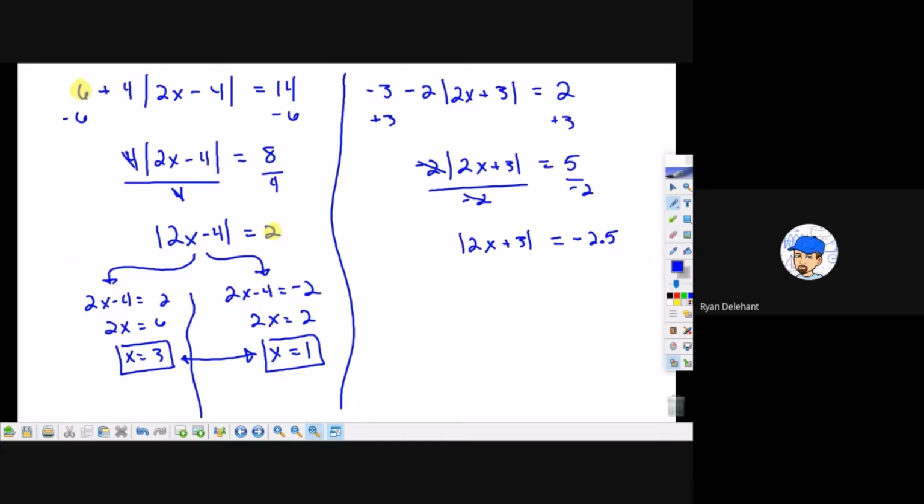So if we check, we got the absolute value isolated, but because this number right here is negative, what does that mean? That means no solutions. Anytime we get just an absolute value equation equal to a number, that number has to be positive. If we get a negative, that's not going to work. Absolute value doesn't yield any negative. So the answer to this one is no solutions.